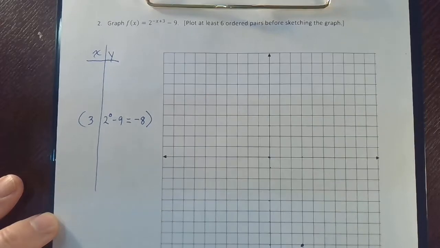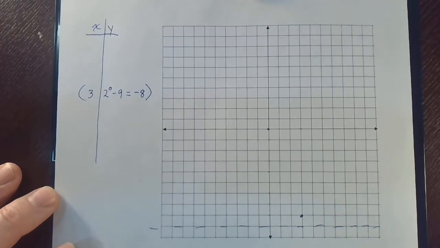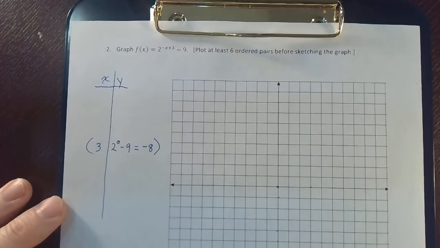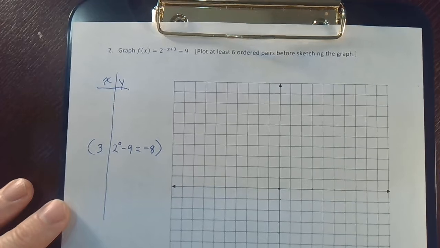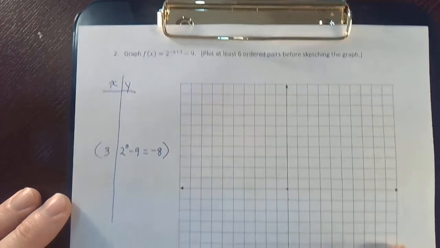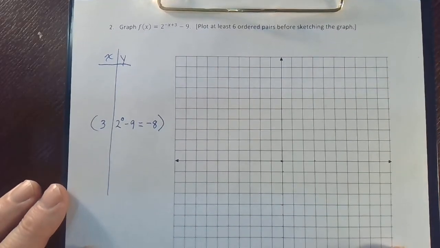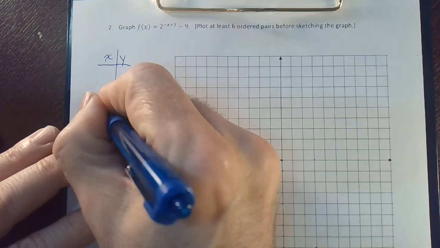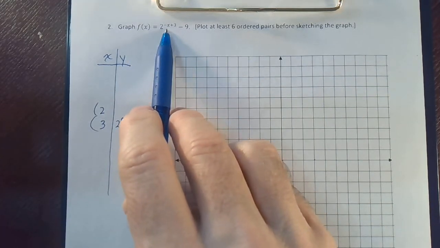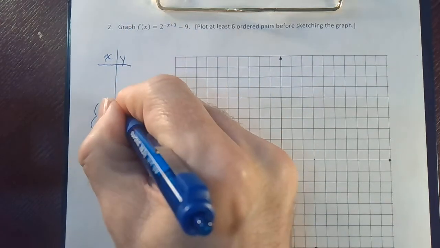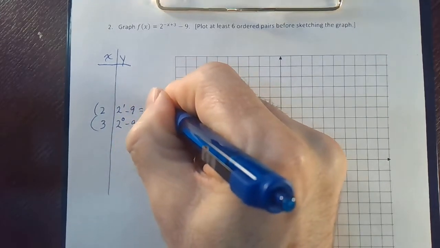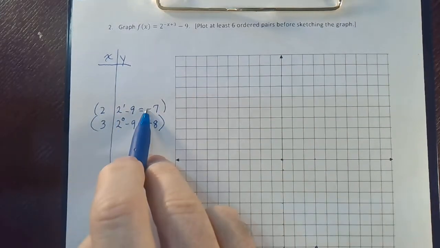All right, let's go either to the left or to the right. Let's go smaller numbers for x. That way we won't have any fractions to deal with yet. So if I go to 2, notice that now it's negative 2 plus 3. Negative 2 plus 3 is just 1. That is 2 to the 1 minus 9. 2 minus 9 is a negative 7. So that ordered pair is going to be 2, negative 7.